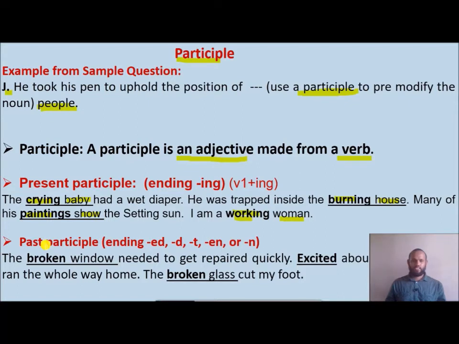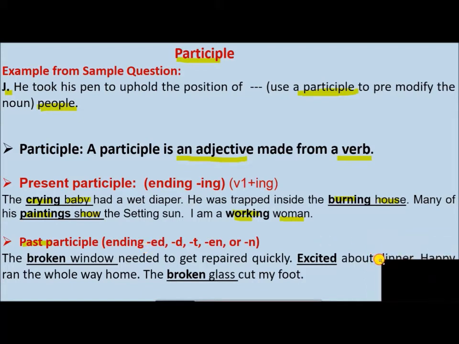Okay, and we are very familiar with past participles from our school life, when we memorized them, like eat, ate, eaten, write, wrote, written, play, played, played. Written and played are participles. Okay, here are some examples of past participle. You see the broken, we know break, broke, broken. Broken is describing this noun window, and it becomes broken window.